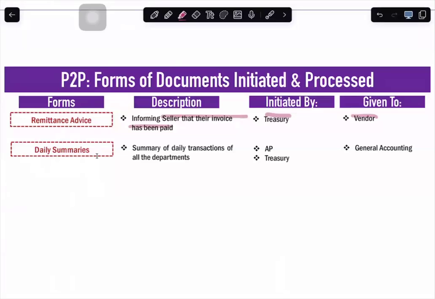Next, daily summaries. It is a summary of daily transactions of all the departments. It is initiated by the AP and the treasury. It is given to general accounting. So for the AP, it prepares a daily summary of the total accounts payable, while for the treasury department, it prepares the daily summary of the total payment. Okay, AP, this is the total AP. Treasury, this talks about the total payment made. And this will be given all to the general accounting.